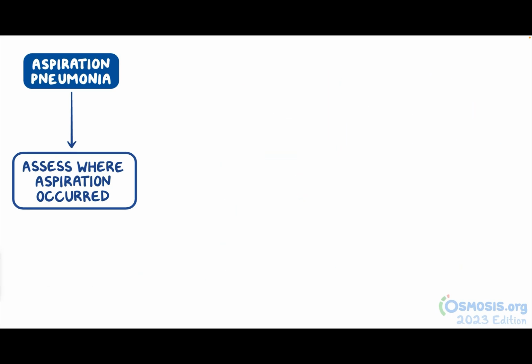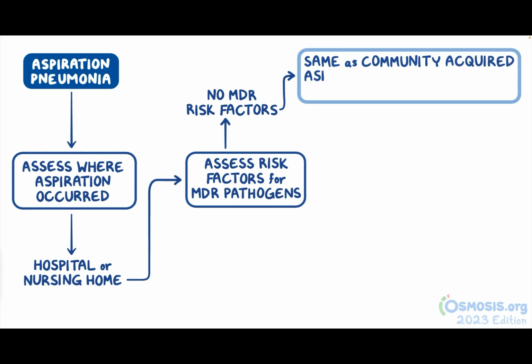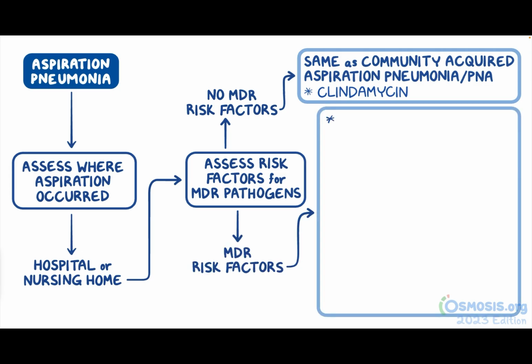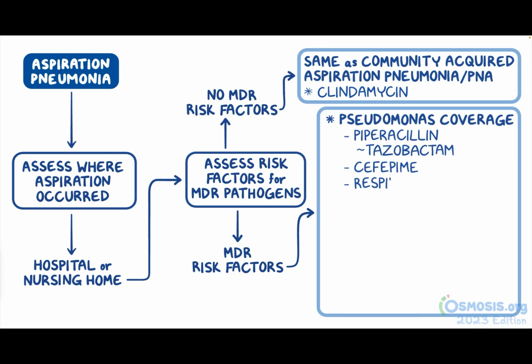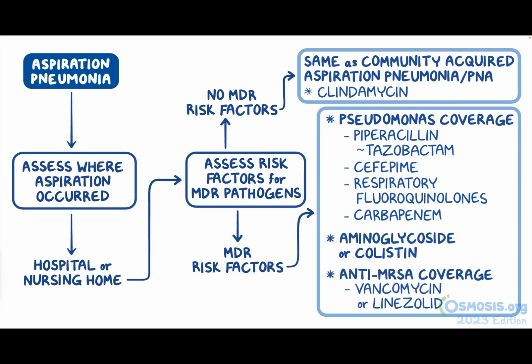On the flip side, in individuals that aspirated in a hospital or nursing home, you should first assess risk factors for MDR pathogens. Patients with no MDR risk factors should be treated the same way as you would treat individuals with community-acquired aspiration pneumonia. If needed, add clindamycin. On the other hand, individuals with MDR risk factors require treatment with Pseudomonas coverage, like piperacillin tazobactam, cefepime, respiratory fluoroquinolones, or carbapenem, in combination with aminoglycoside or colistin. Additionally, if needed, add MRSA coverage with vancomycin or linezolid.